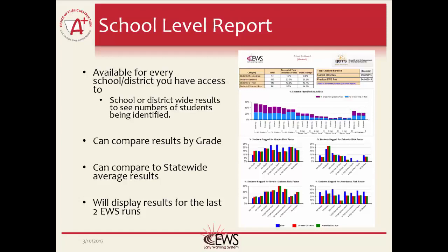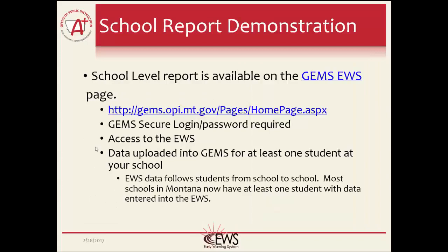The school report also displays the results of the last 2 data uploads, the current and previous uploads. Including the last 2 uploads also allows you, as the user, to see how things have changed since the last time data was uploaded. The school level report also shows other data, which will be discussed in detail during the demonstration. We will now log into the early warning system to show where the school report is and how the report works.